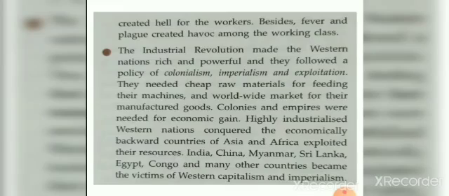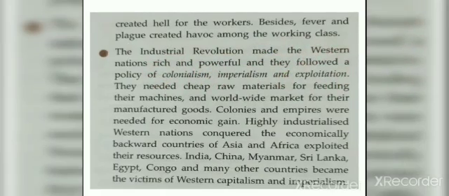The next point is the Industrial Revolution made the Western nations rich and powerful. They earned so much wealth and became very powerful among the nations of the world. So they started following the policy of colonialism, imperialism, and exploitation. They needed cheap raw materials for feeding their machines and a worldwide market for their manufactured goods.